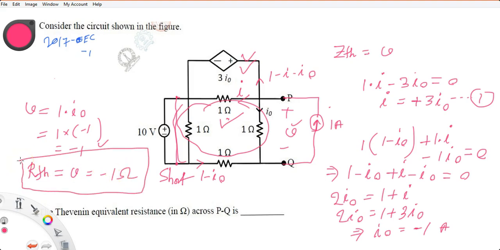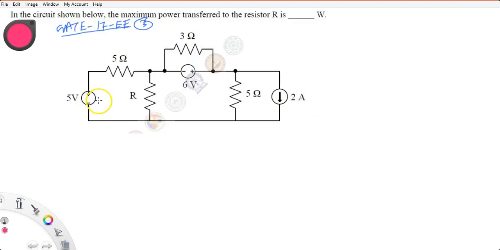This is the answer. Next, consider the GATE 2017 electrical question. In the circuit shown below, the maximum power transfer to the resistor R is in dash watt. So here is the R. This is a question of maximum power transfer. You need to find the Thevenin voltage and Thevenin resistance. Then, for maximum power transfer in a DC circuit, RTH equal to R.